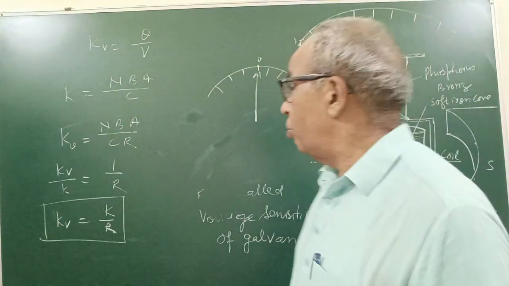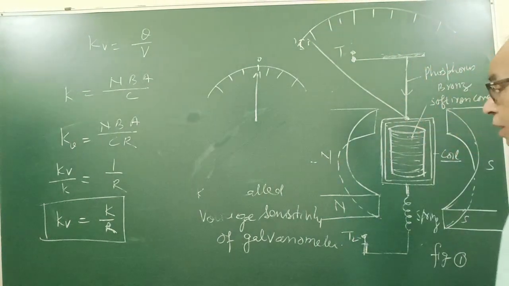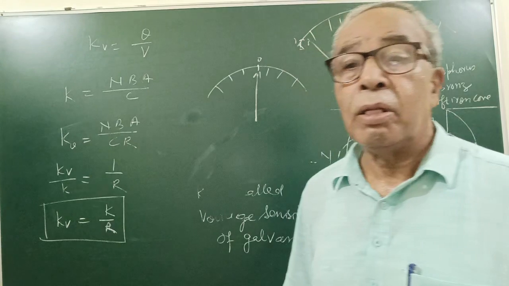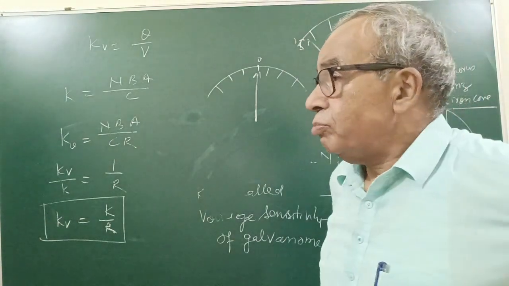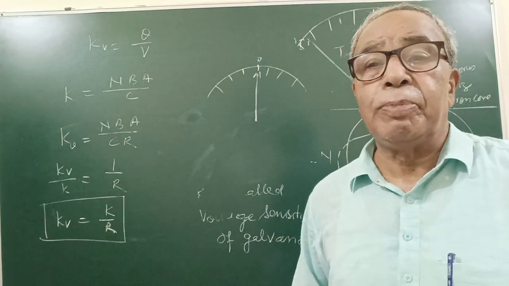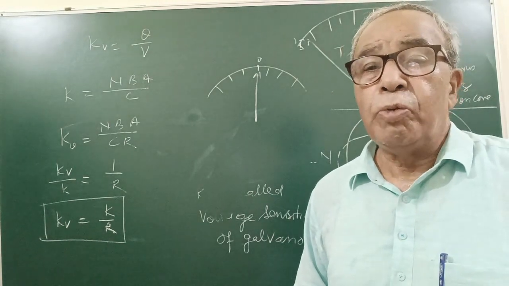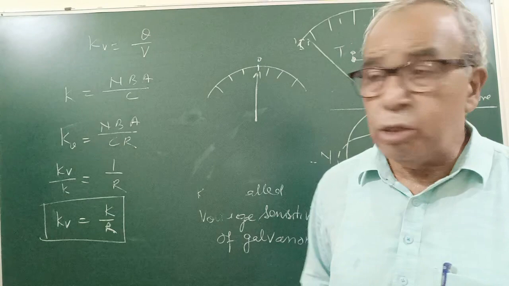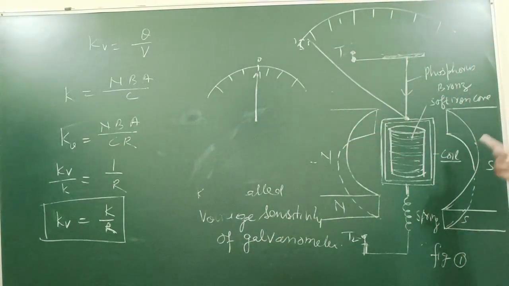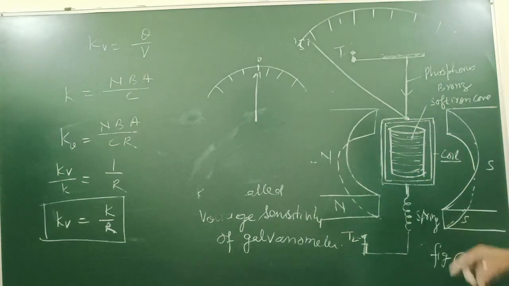I hope you have got it. Actually, in NCERT book the diagram is something different. I will show you in the next video, otherwise it will become longer. And you can read the book. I have explained the symbolic diagram as well as the construction of the galvanometer.